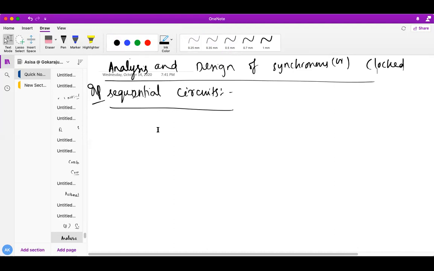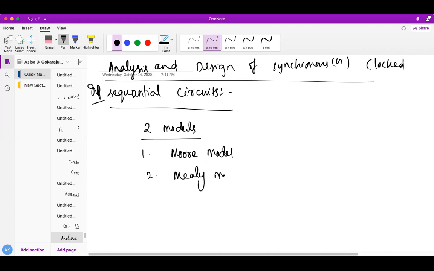The synchronous circuits or clocked circuits are mainly represented by two models. What are those models? The first one is the Moore model, and the next one is the Mealy model. So the question now is, what are those models, and how can they be differentiated? I am going to discuss the Moore model first. Some people say Moore circuit, some say Moore model, all are equal. I'll discuss this a little bit.